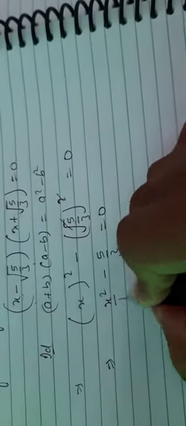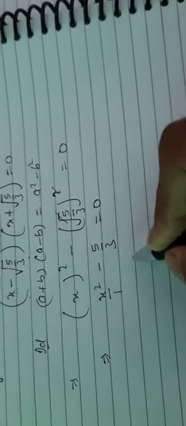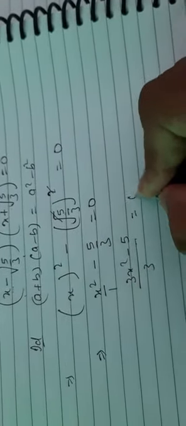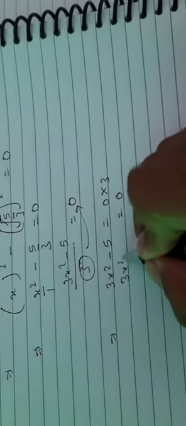After that we will simplify this. We take the LCM of 1 and 3. The LCM of 1 and 3 is 3, so 3x^2 - 5, because the 3 and 3 cancel, and 1 into 5 gives 5 as it is here, equal to 0. Now this 3 goes to the other side, multiplied with 0, so the next step is 3x^2 - 5 = 0 × 3. 0 into 3 means 0, so 3x^2 - 5 is a factor of p(x).